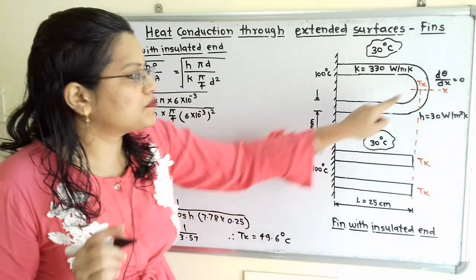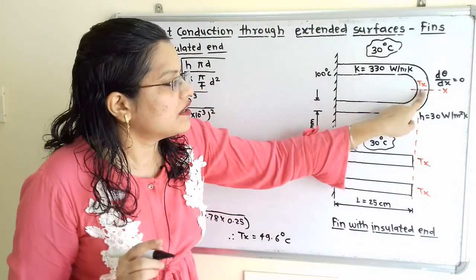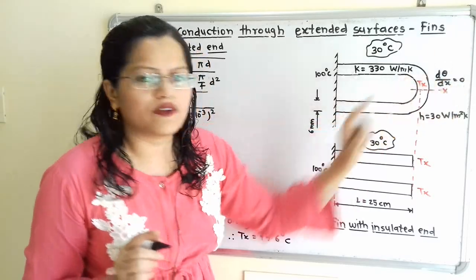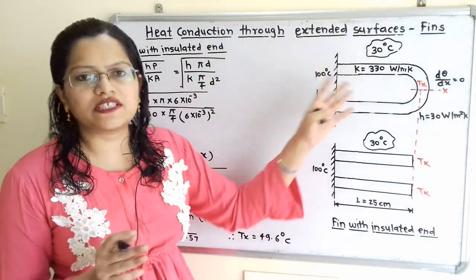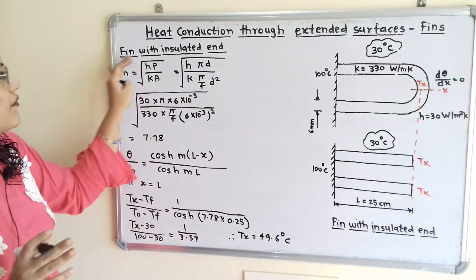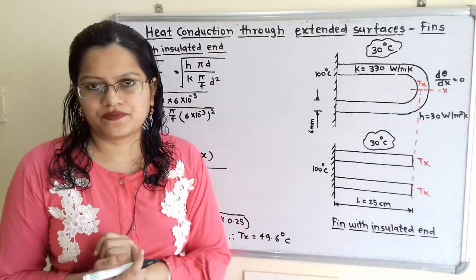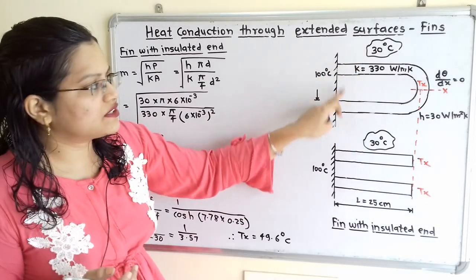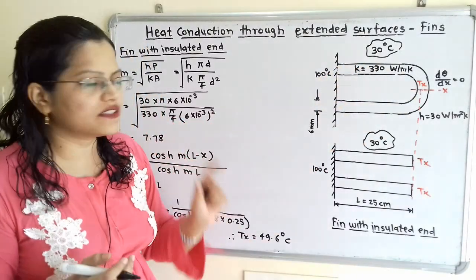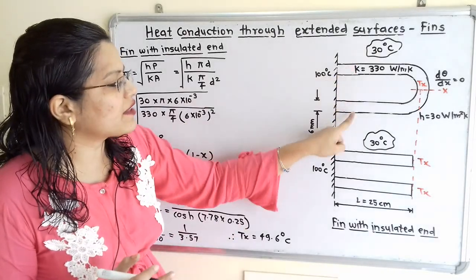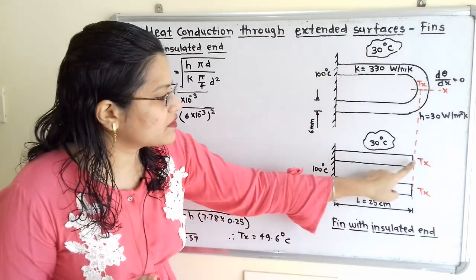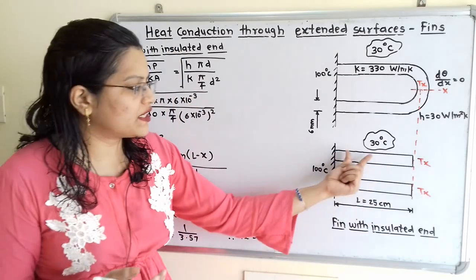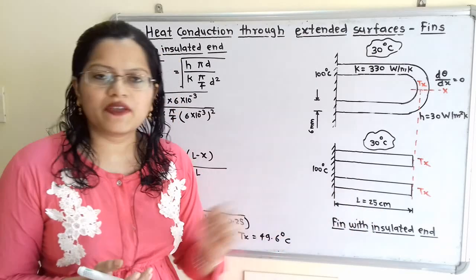So the temperature gradient is at a minimum. We will consider here d theta by dx equal to 0, and we will consider this question for the fin with insulated end. Now we will consider two fins instead of this U-shaped rod. Here is the first fin, each of 25 cm length, that is 25 plus 25 will become 50.